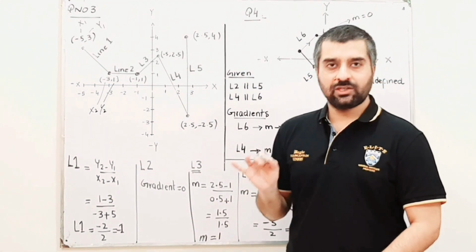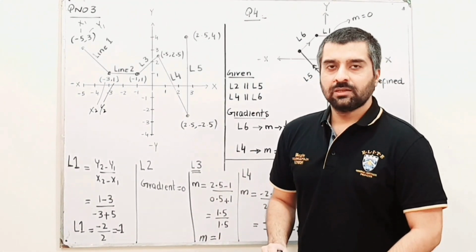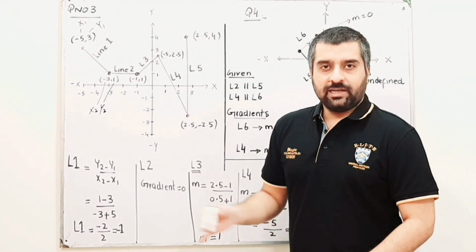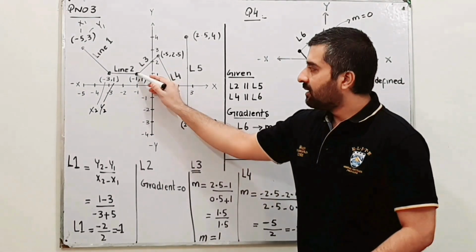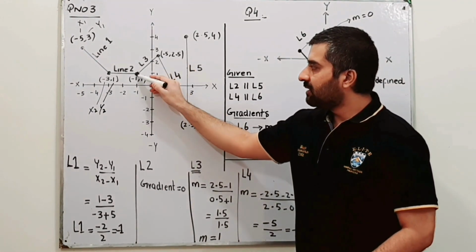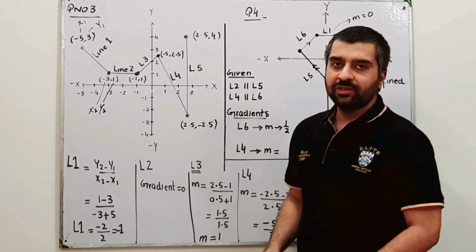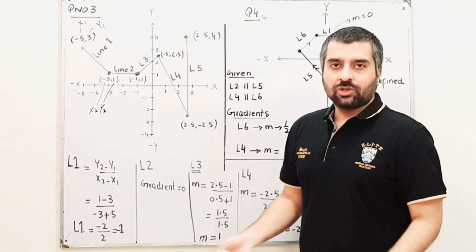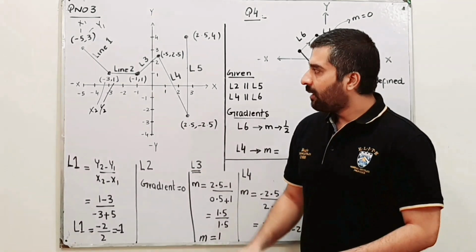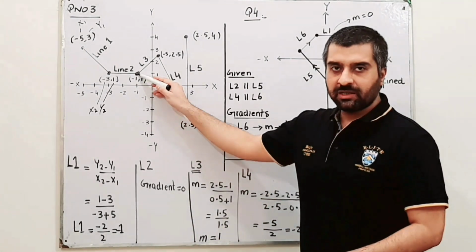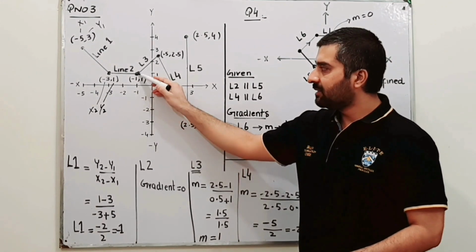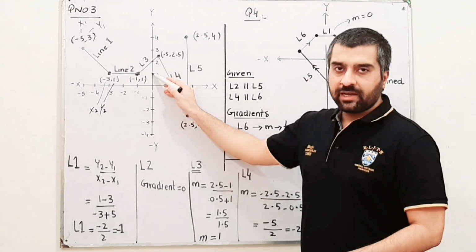Moving towards line number 3, the concept is the same. Take 2 points on your line. You can take points anywhere. I found it convenient to take points at the end and at the start. If this is the start, this is the end of line 3, then the start point and end point were convenient for me. The coordinates of the starting point are -1 and 1. -1 on x-axis, 1 on y-axis.